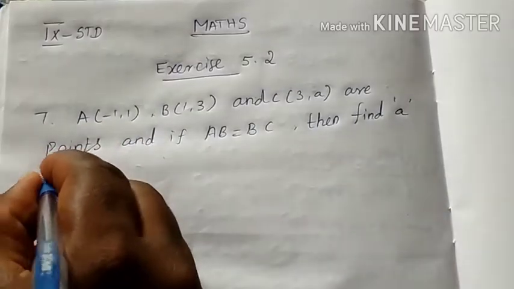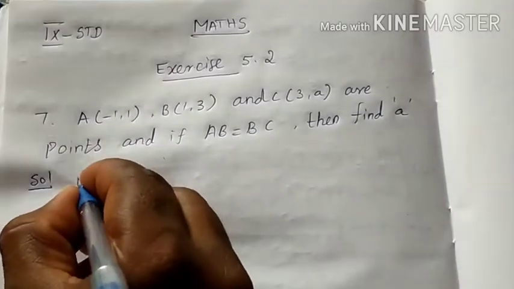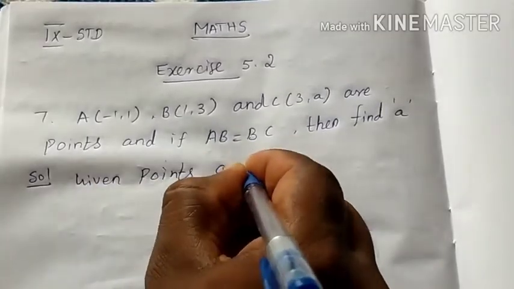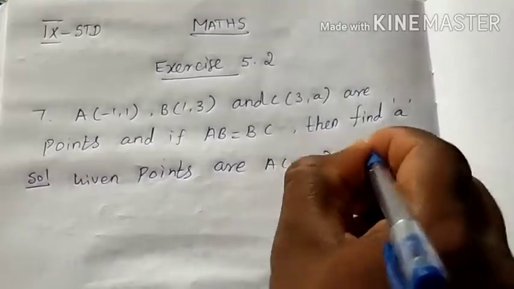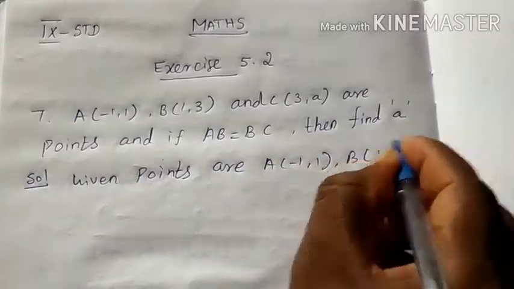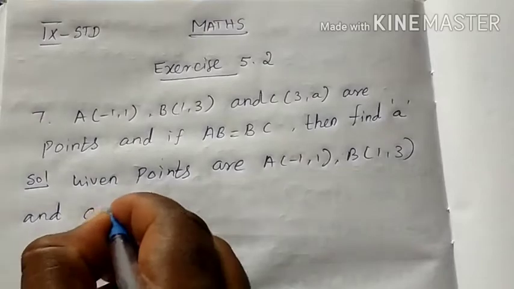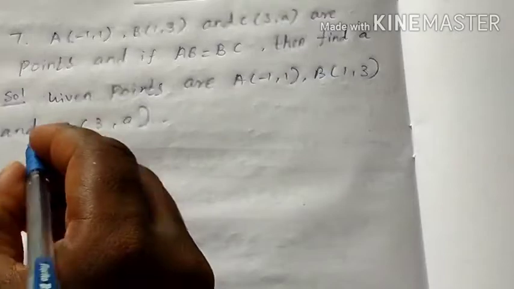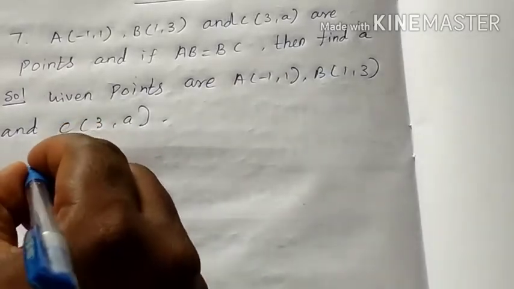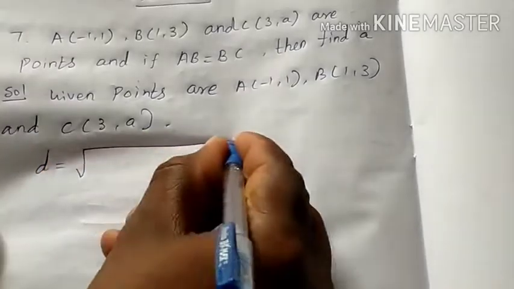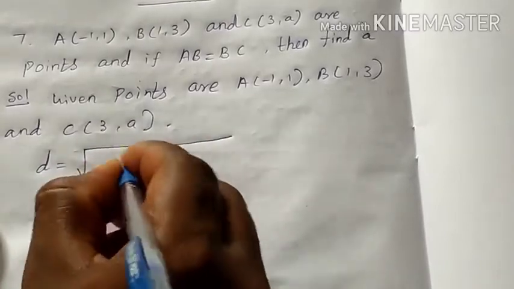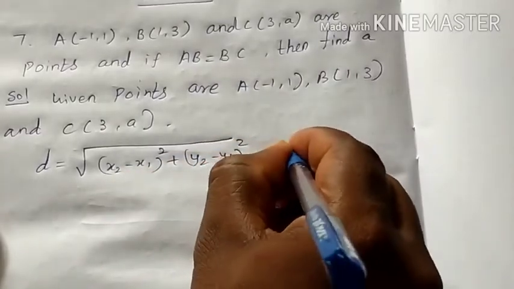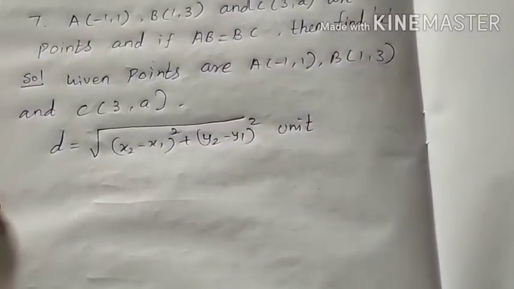Okay, the solution. The given points are A (-1, 1), B (1, 3) and C (3, a). These are the given points. Okay, what is the formula for distance between any two points? d is equal to the square root of (x2 minus x1) the whole square plus (y2 minus y1) the whole square units. Okay, this is your formula.